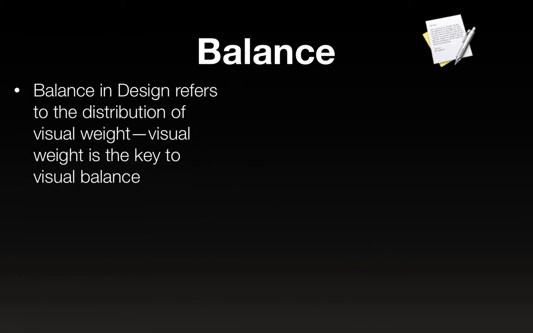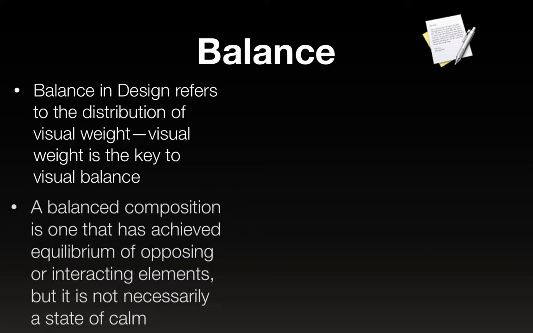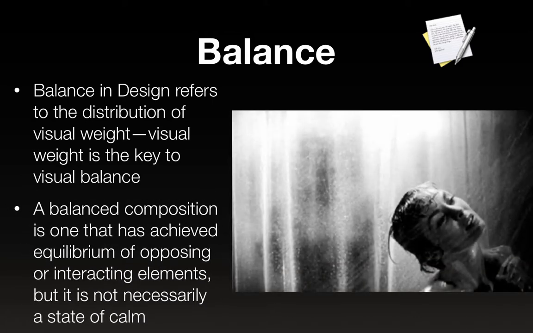Balance refers to the distribution of visual weight. Visual weight is the key to visual balance. A balanced composition is one that has achieved equilibrium of opposing or interacting elements, but it is not necessarily a state of calm. We can see here a frame from a particular movie you might have seen before, and it's a good example of an imbalanced composition.